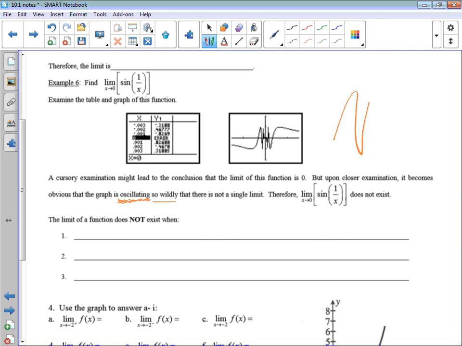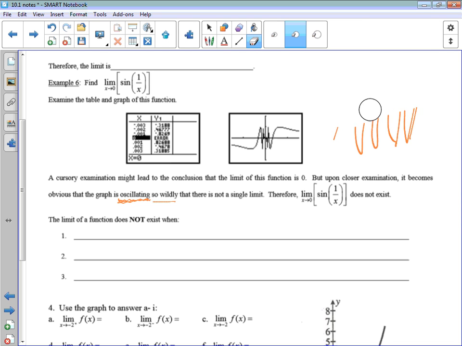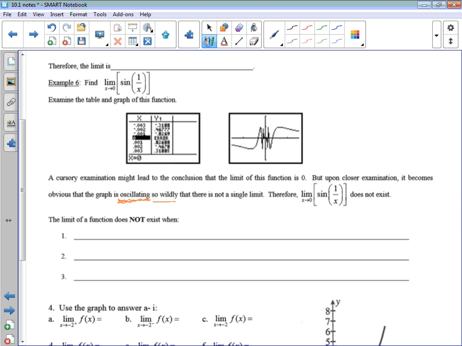Because it goes back and forth so quickly, it's not at a specific point. It goes up and down so fast that it doesn't approach one specific value. So like sine and cosine, those don't oscillate quickly, right? Those you could find the limit, like the ends of that graph.